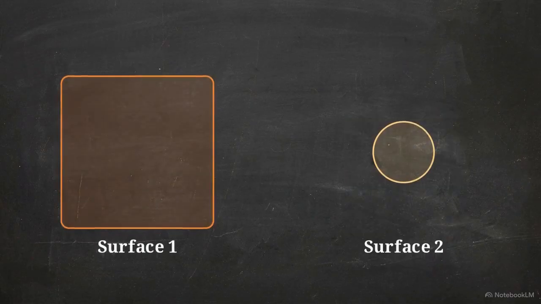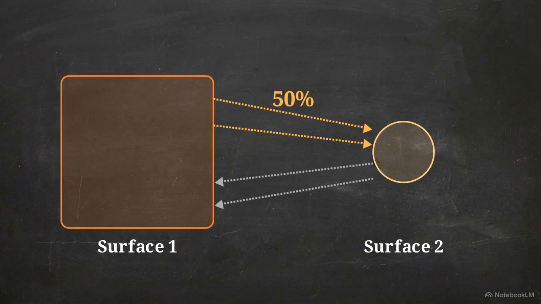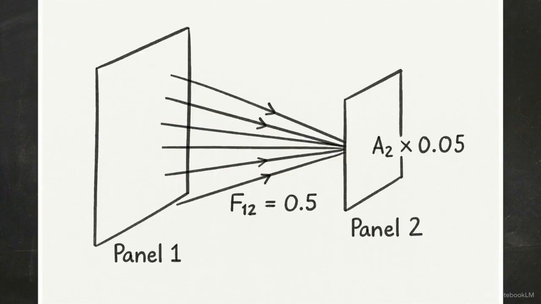When calculating heat transfer between two separate objects, there is a common trap. If surface 1 sends 50% of its heat directly to surface 2, it feels logical to assume surface 2 sends 50% back. This diagram shows why that assumption fails. Panel 1 is huge, so half its radiation reaches panel 2, making F12 exactly 0.5. But panel 2 is tiny. It scatters light everywhere, so only a tiny fraction hits panel 1.